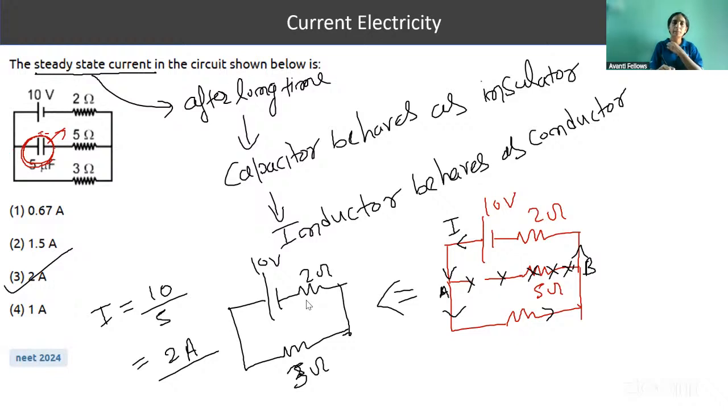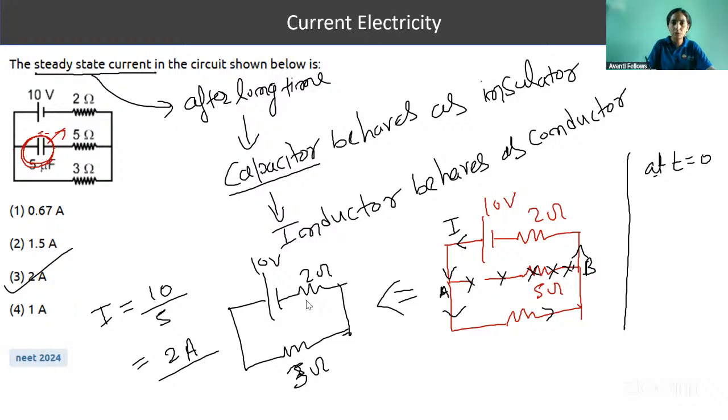So always remember this thing: when a capacitor is in steady state, it will behave as an insulator. An inductor behaves as a conductor after a long time, meaning at steady state. And initially, if the question says at time t equal to 0, not after a long time, just after the circuit is closed, then the opposite will happen. Capacitor will behave like a conductor and inductor will behave like an insulator. Remember these things. Okay?